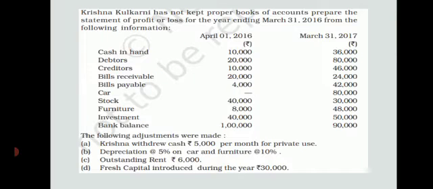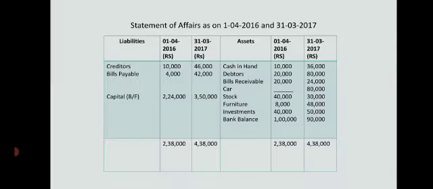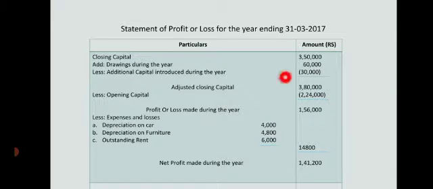So you might think from where I took this. In the adjustment, the first adjustment clearly says, Krishna withdrew cash rupees 5,000 per month for private use. So per month he has used 5,000 for his personal use. It means whole year he has withdrawn 60,000, that is 12 into 5,000. Less additional capital introduced during the year is 30,000.